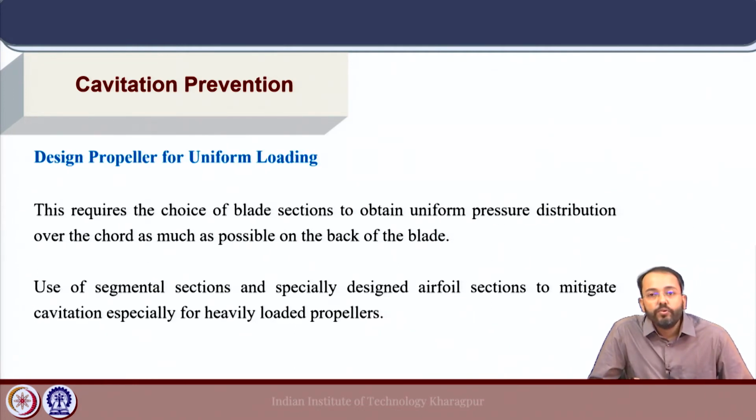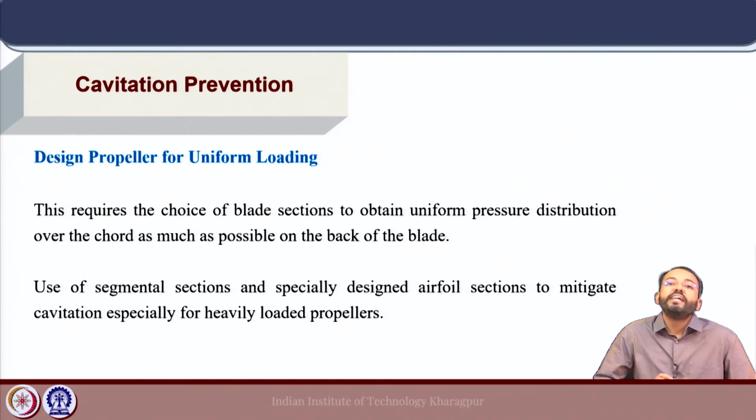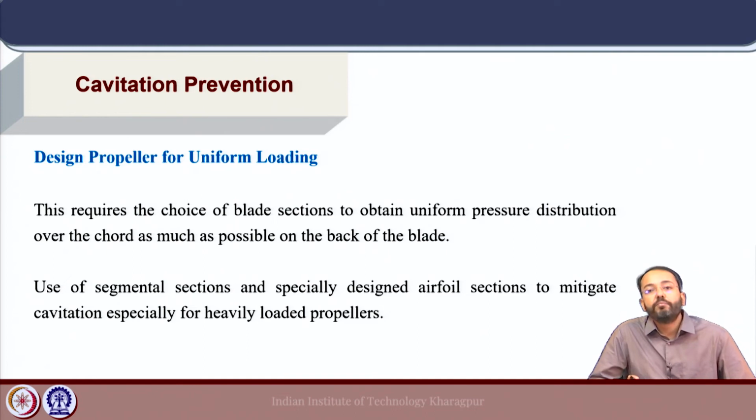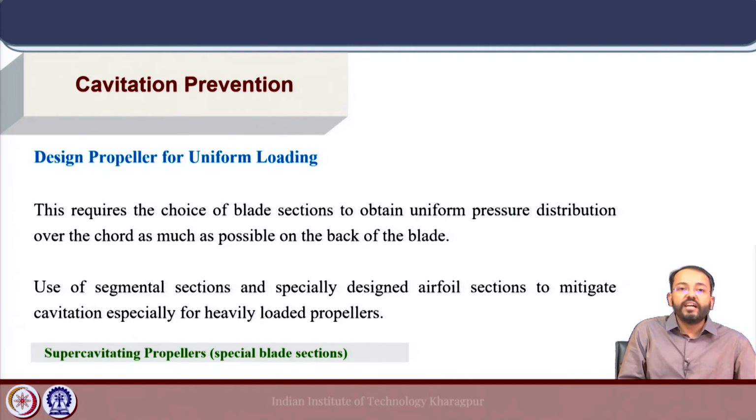Now, another way to reduce cavitation occurrence is by using proper blade sections which have more uniform distribution of pressure over the chord as much as possible, typically on the back of the blade where we have the standard suction side cavitation. So, there are certain section designs which are available, typically segmental sections or specially designed airfoil sections, which help mitigation of cavitation because of their pressure distribution on the particular sections, which lead to lowering the suction side peaks and making it more uniform, so that they can be used for heavily loaded propellers where cavitation occurrence is critical. Now, another thing should be mentioned here, which is very important.